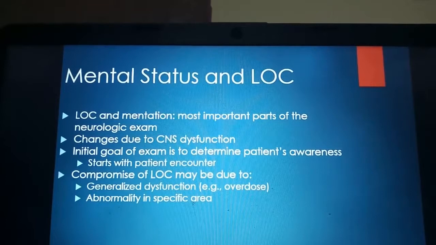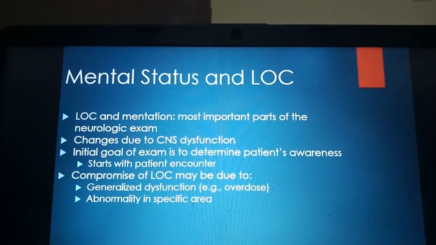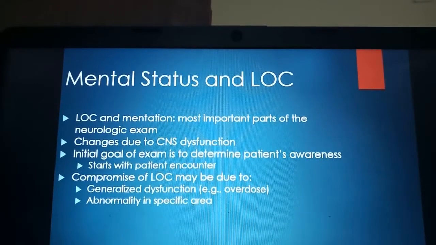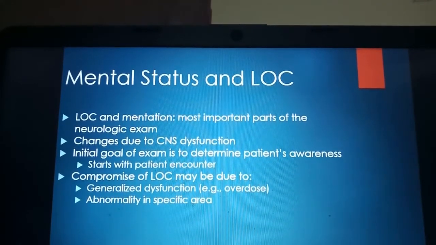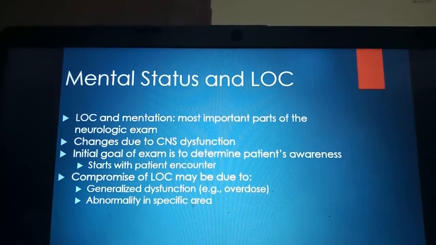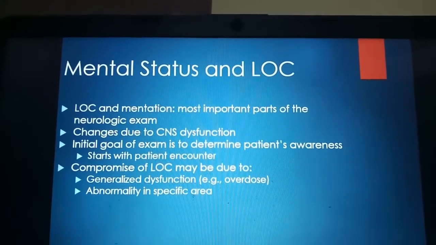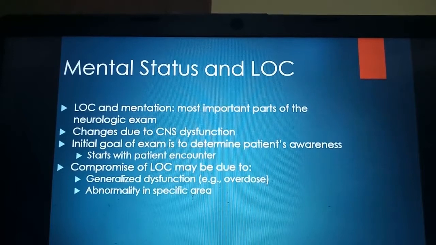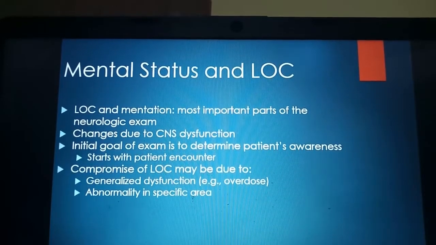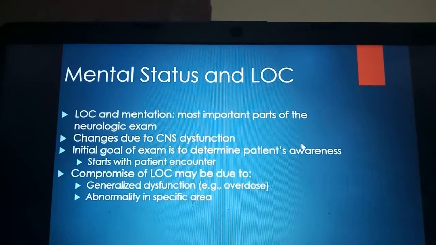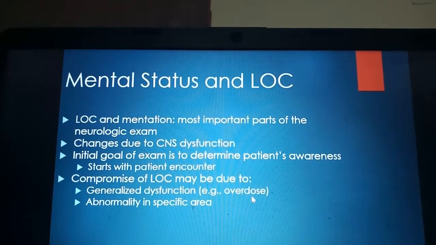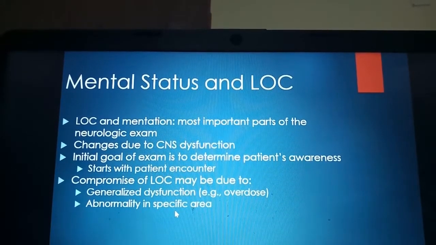The first thing, when a patient comes to you with a possible central nervous system disorder, what do you do is check for the mental status and loss of consciousness. Okay, so any neurological examination, first we will be checking the mental status and the loss of consciousness, whether the person has had any loss of consciousness. Okay, so if there has been a loss of consciousness, there could be central nervous system dysfunction. So we have to see why the person had loss of consciousness, whether it was a generalized dysfunction or a specific area abnormality.